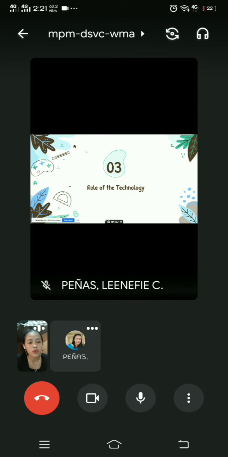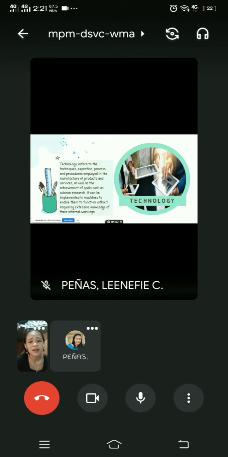So now let's move to the role of technology. First, let's know what is technology. Technology refers to the techniques, expertise, processes, and procedures employed in manufacture of products and services, as well as achievement of goals such as science researches. It can be implemented in machines to enable them to function without requiring extensive knowledge of their internal workings. For example, technologies are cell phones or mobile phones, laptops, personal computers, projectors, televisions, and so much more.